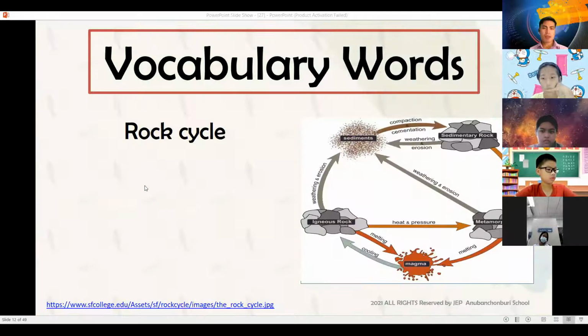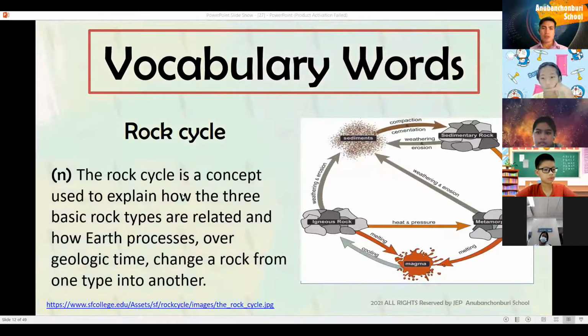And next one here is the rock cycle. It's the concept used to explain how the three types of rocks are related and how Earth processes over geologic time change a rock from one type to another.